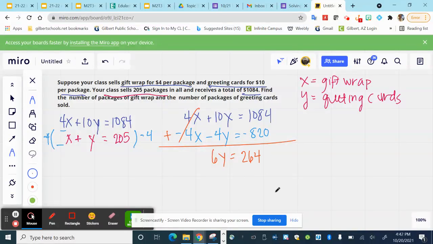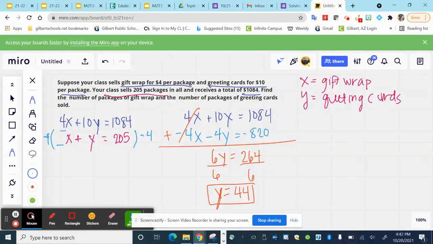Okay, and this is just a little equation now. We have to solve for y. To get y by itself, we have to divide this by 6. And I get y is equal to 44.